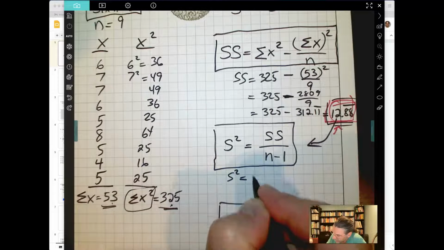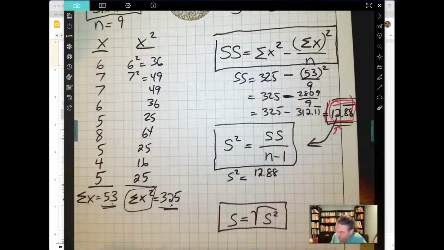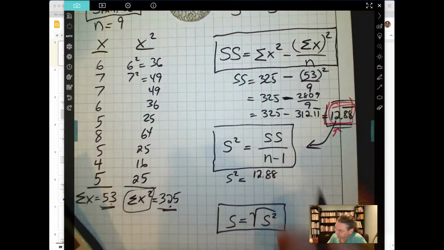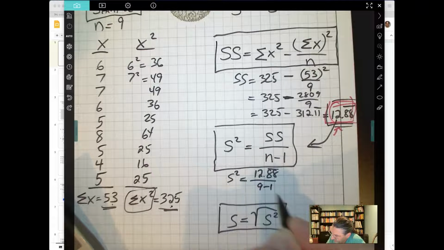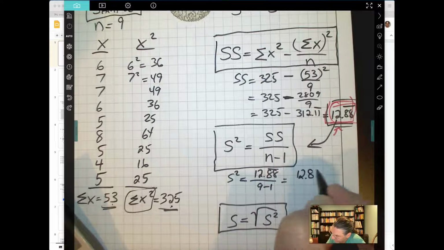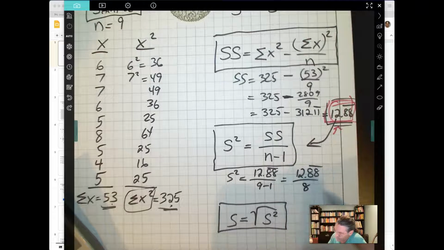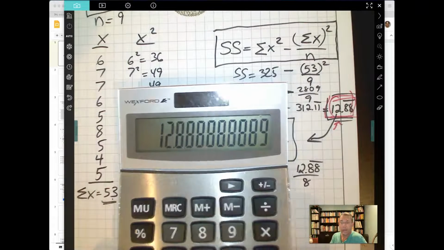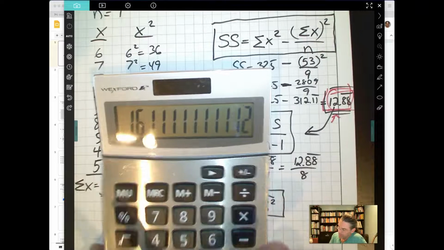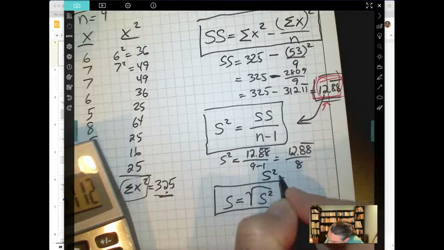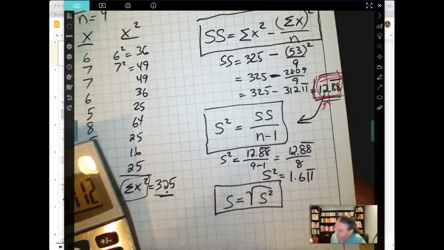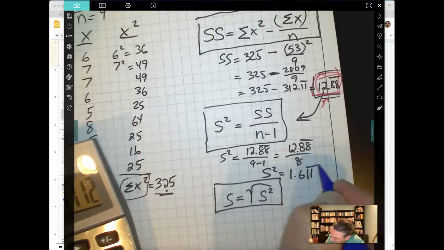So variance is going to equal the 12.88. Now remember, that's still in my calculator. And it's 12.88 repeating over n minus 1. In my case, there's an n of 9 minus 1. So this is 12.88 repeating over 8. So now I just calc my 12.88, that's still in my calculator, divide by 8, and I get 1.61 repeating. So my variance is 1.611 repeating. Okay, so now that's my variance.